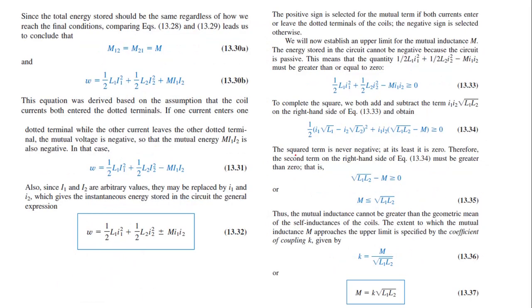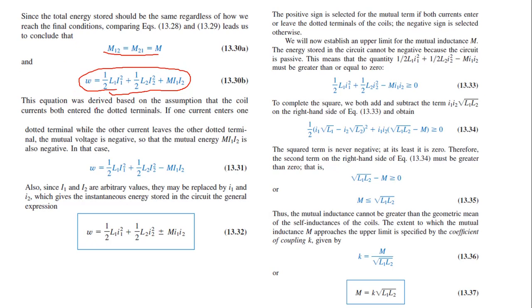Now the total energy stored is the same regardless of how we reach the final conditions. That is, we have already seen that M12 is equal to M21 is equal to M, simply the mutual inductance. Now the energy becomes like this: half L1 I1 square plus half L2 I2 square plus M I1 I2.